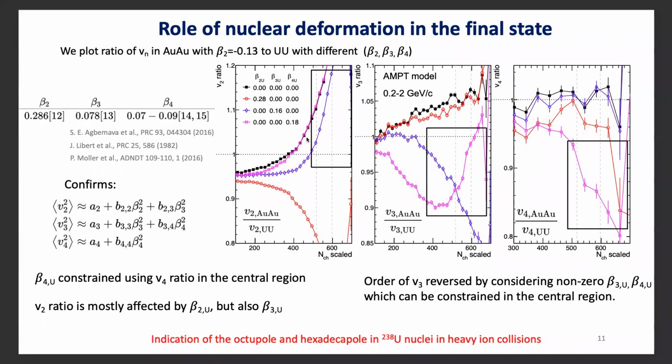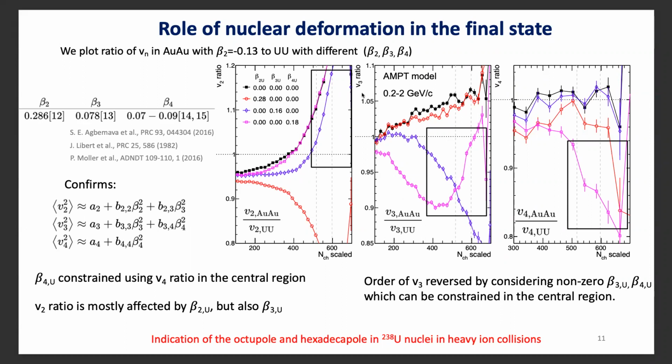If we add beta 4, the trend doesn't change too much. It means V2 is not affected by beta 4. But with this V3 ratio, there's a concave shape. It means beta 4 can give a concave shape combining with beta 3 for V3 ratios.